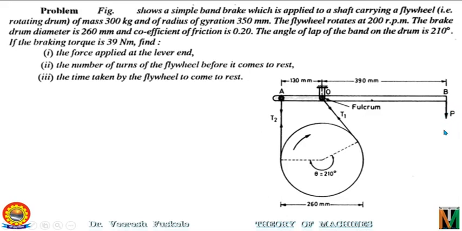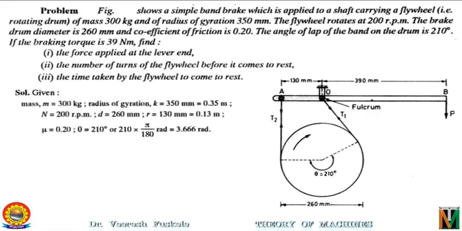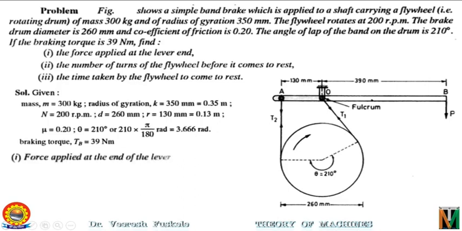Now let's start solving the problem and see what's given. Mass M is 300 kg, radius of gyration K is equal to 350 mm, that is 0.35 meter, speed is 200 rpm, diameter of drum 260 mm, so the radius will be 130 mm, that is 0.13 meter, mu is 0.2, theta, the angle of wrap, is 210 degrees, which will be equal to 3.66 radians, and braking torque is 39 Newton meter.